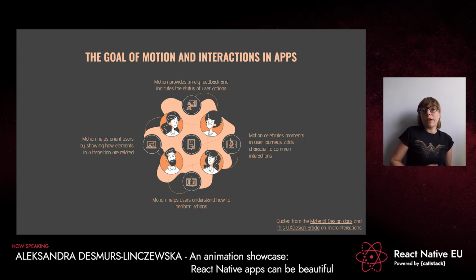I listed out 5 goals of motion and interactions in apps. The first one is that motion provides timely feedback and indicates the status of user actions. This is pretty much what I mentioned before with the ripple effect. When a user touches or clicks a button, they want to know that they did click it.